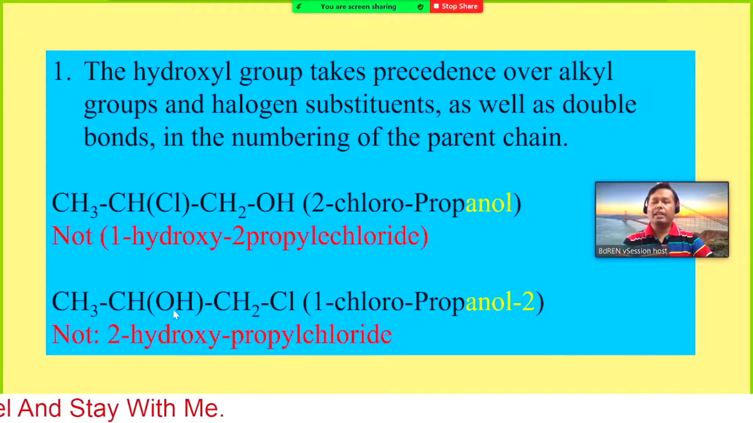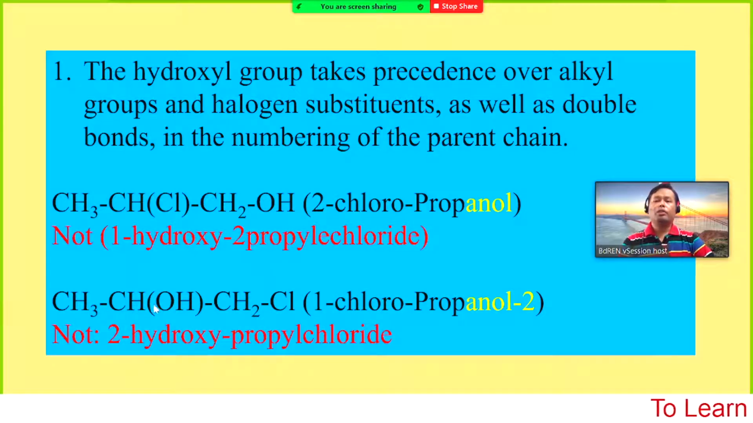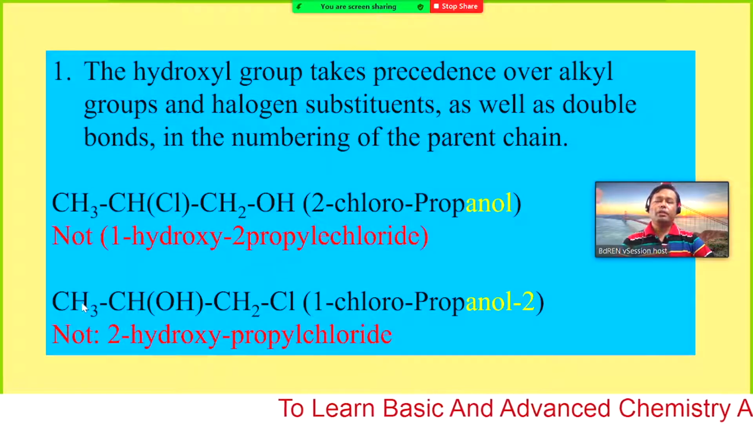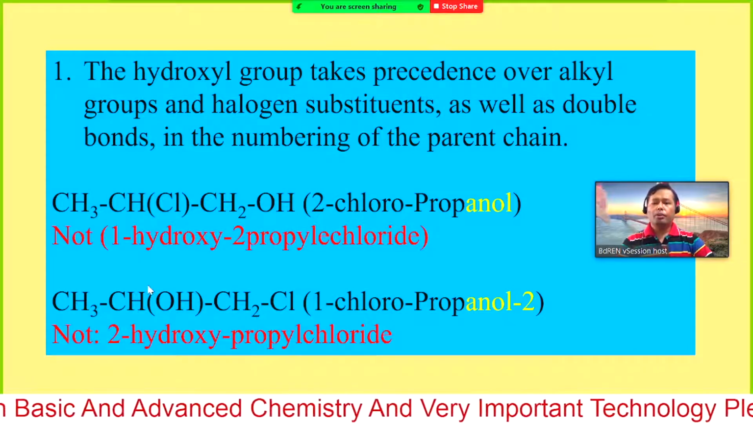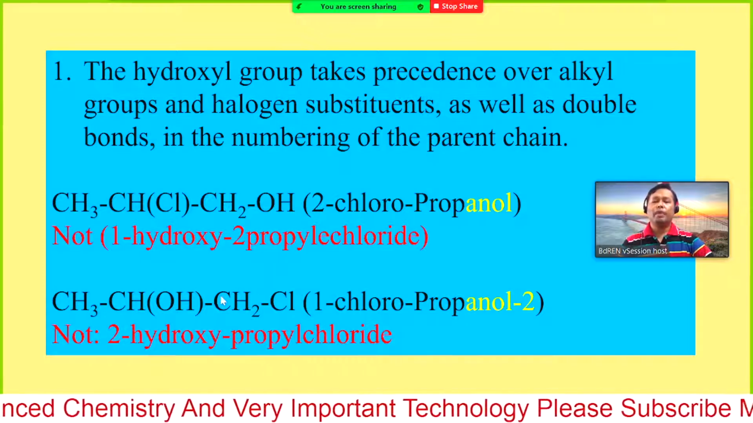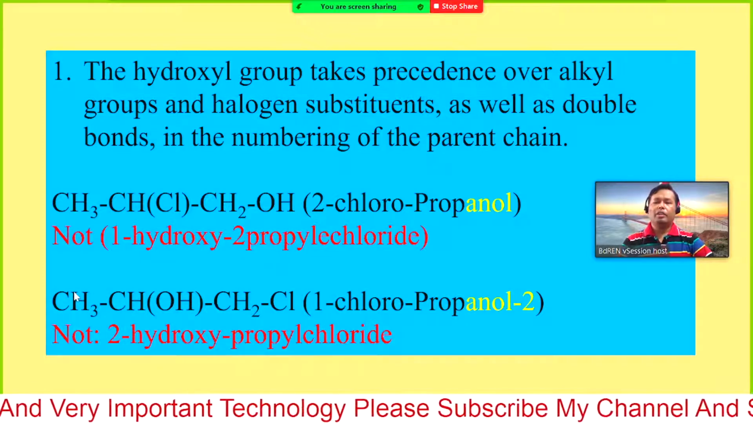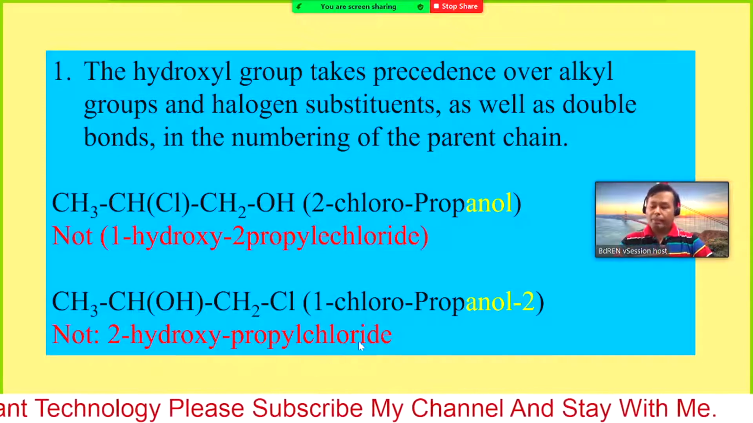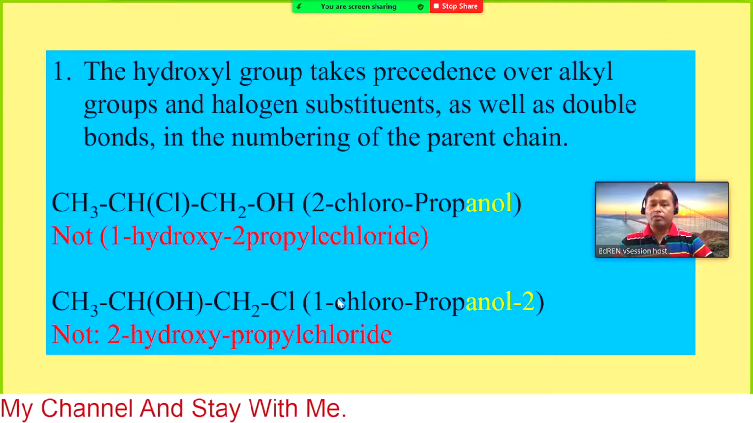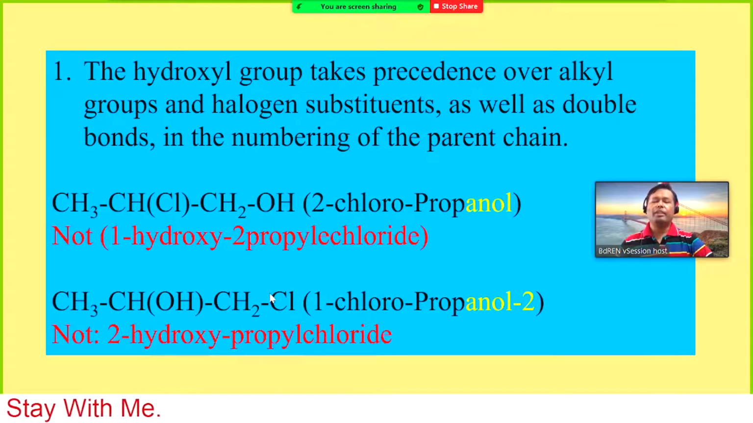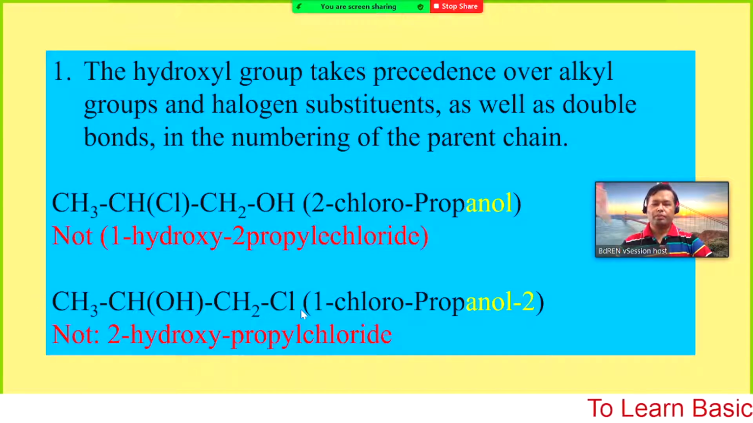So CH3, CHOH, CH2Cl. In this case, that is also an alcohol, though the OH is in position 2. You can consider the numbering either from this side, 1, 2, 3, or 1, 2, 3. In that case, you can number from this side or this side. So I have given you the naming, but why have I numbered from the right side instead of the left side? Can anyone tell me why I am not considering the numbering from the left side? So chlorine can have the lowest carbon number. Exactly.